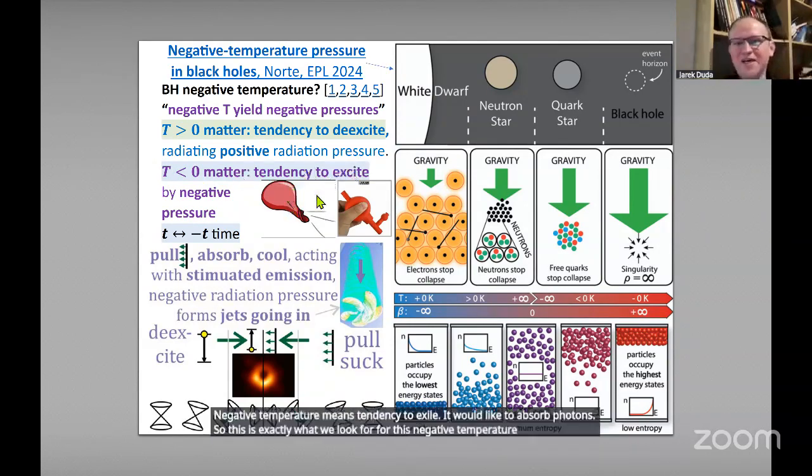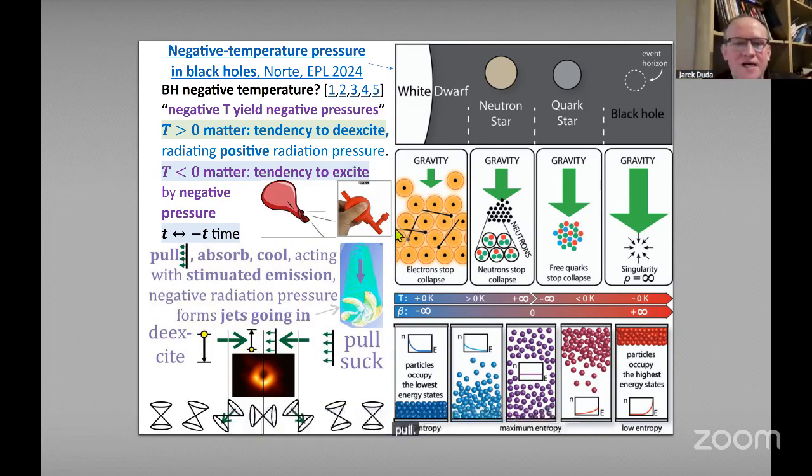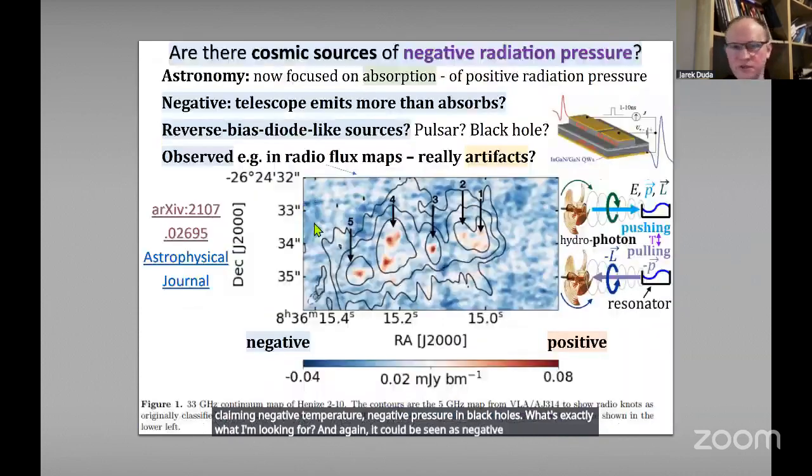Yes, like I have this balloon. If this is a rubber ball, if you put it and release, it would like to pull. So again, there are many peer-reviewed articles claiming negative temperature, negative pressure in black holes. That's exactly what I'm looking for. And again, it could be seen as negative signals in radio telescopes.